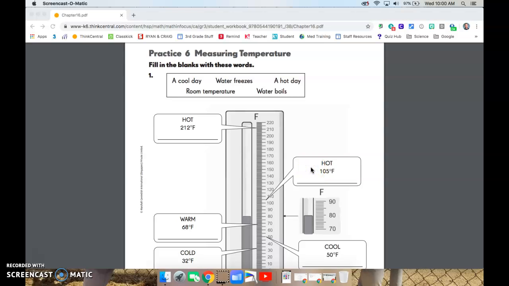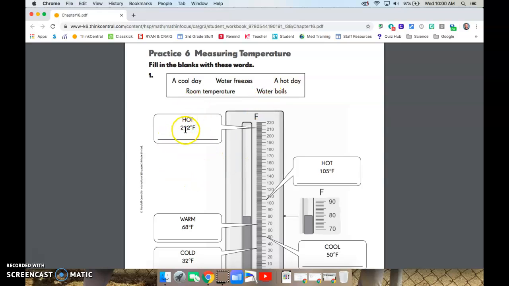All right, boys and girls, we have chapter 16, practice 6. We finally moved from time to temperature, the other part of this chapter. So it says fill in the blanks with these words. I see a cool day, water freezes, a hot day, room temperature, water boils.